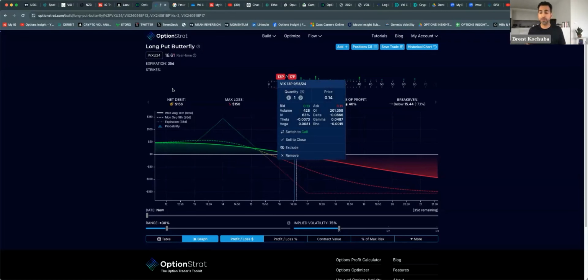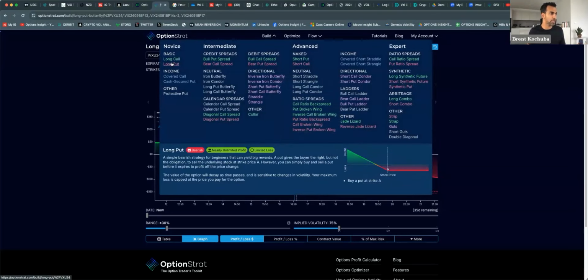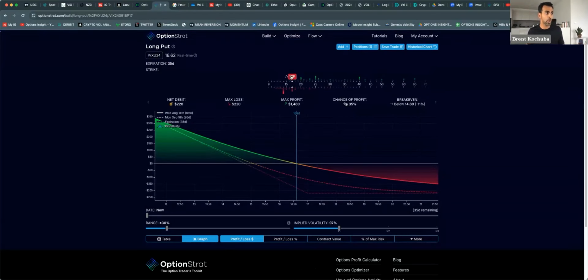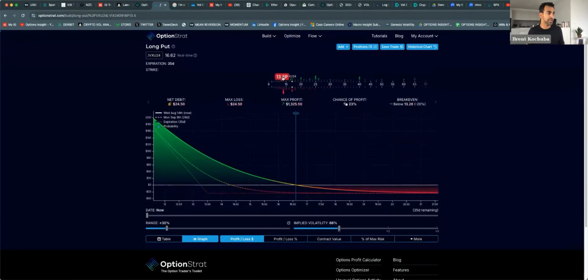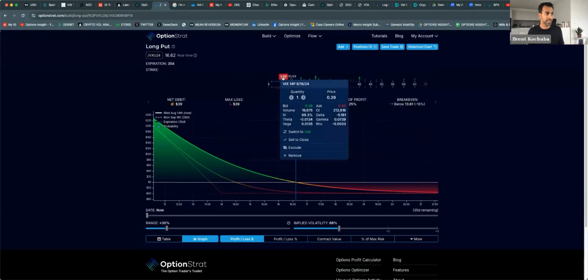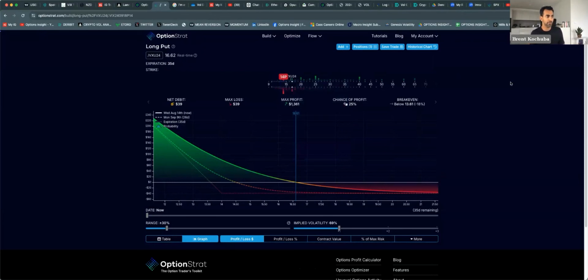Now, if you are high conviction bearish on vol, this probably isn't the trade for you, right? In fact, maybe you just buy outright puts. If you say, I think VIX is going back to 12, then actually just buying this put for 40 cents is a winner, right? Because you buy the 14 put in September for 40 cents and it goes to $2. You just made 4 times your money, right? So that's another way of doing it.